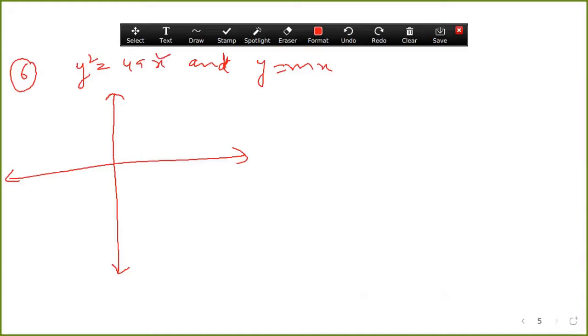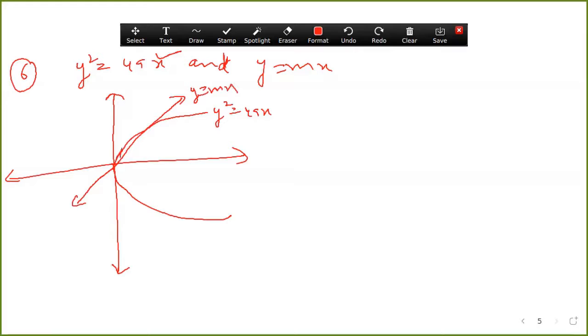This is a parabola symmetrical about the x-axis. And this is a line. This is y. Y square is equal to 4ax. Now this is a line. When you put x is equal to 0, y is 0, it means the line passes through the origin. You can plot the line. This is the line y is equal to mx, and this is the area which you have to calculate.